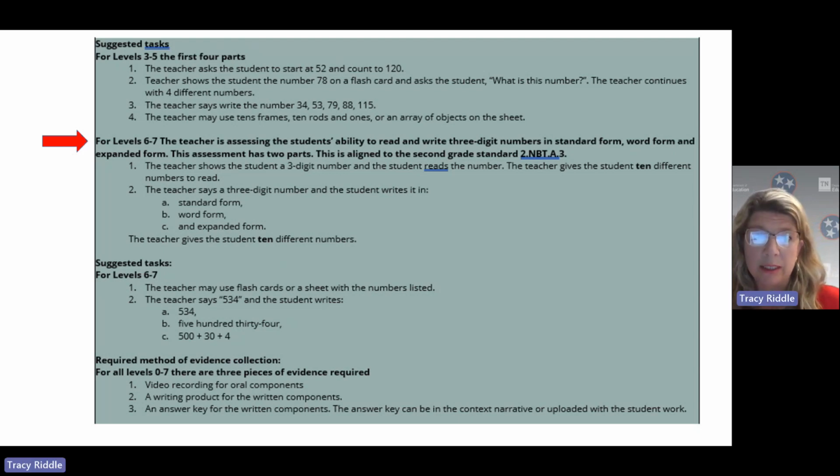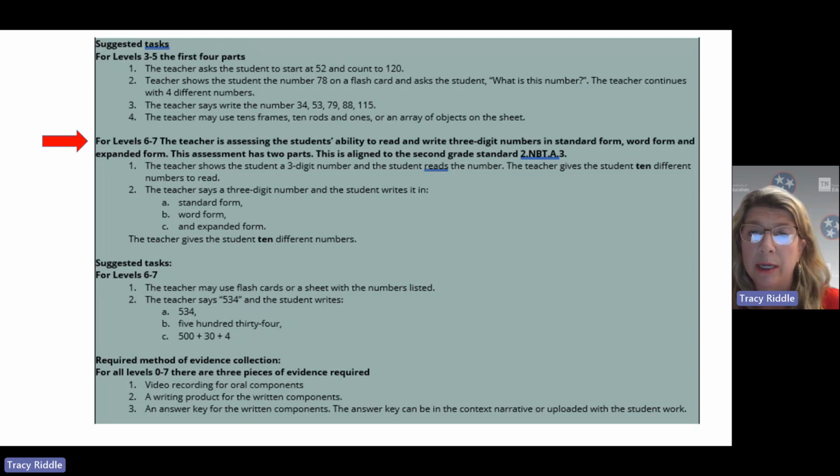The second part, the teacher is going to say a 3-digit number, and the student is going to write it on paper in 3 different forms. They're going to write that 3-digit number in standard form, word form, and expanded form. To be correct, the student must be able to write the 3-digit number in all 3 forms. The teacher will give the student 10 different 3-digit numbers to write in each of those 3 forms.